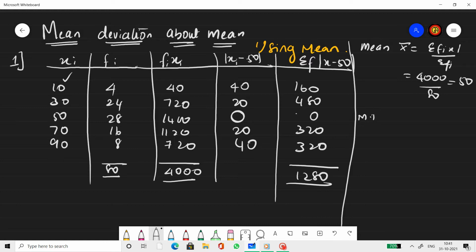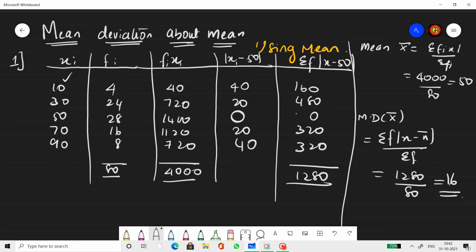Now it is mean deviation about the mean. The formula is sigma f into modulus of x minus x bar by sigma f. So that means 1280 divided by 80, which is 16. So this is mean deviation about mean using direct mean, where we take the absolute value of the function.